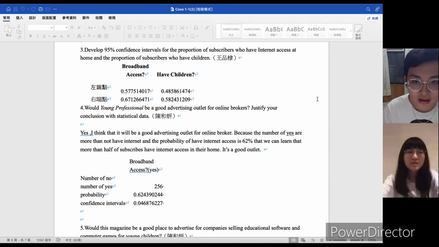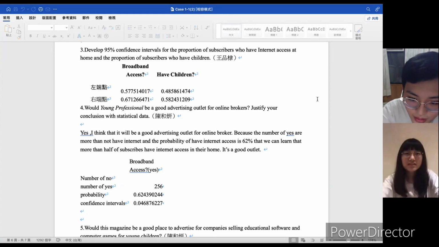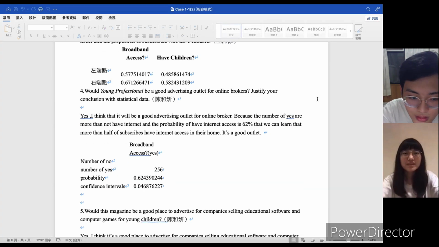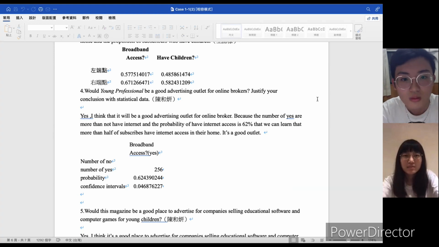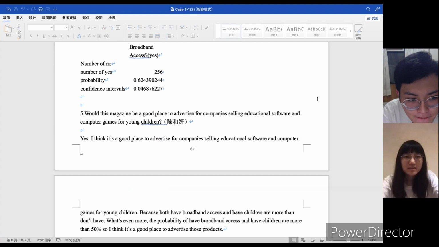And number 4, would young professionals be a good advertising outlet for online brokers? Yes, I think it will be a good advertising outlet for online brokers because the number of yes is more than the number who do not have internet, and the probability of having internet access is 62%. We can learn that more than half of subscribers have internet access in their home. It's a good outlet.